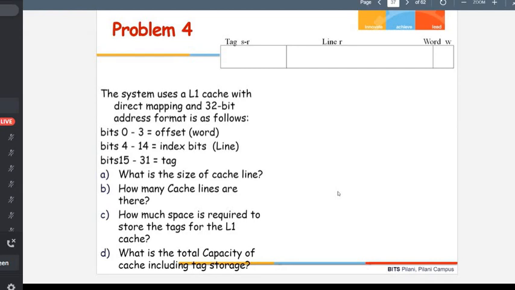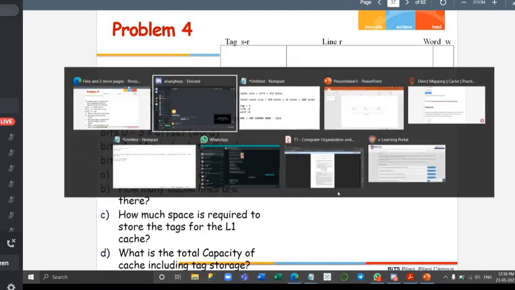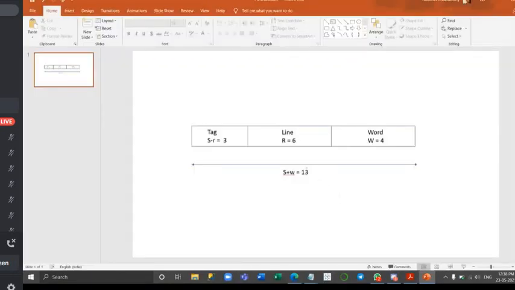What is the size of the cache? So this problem states, okay, we'll remove this one entirely.